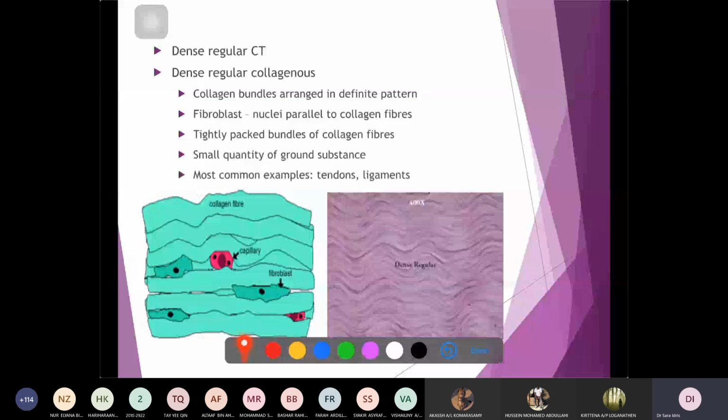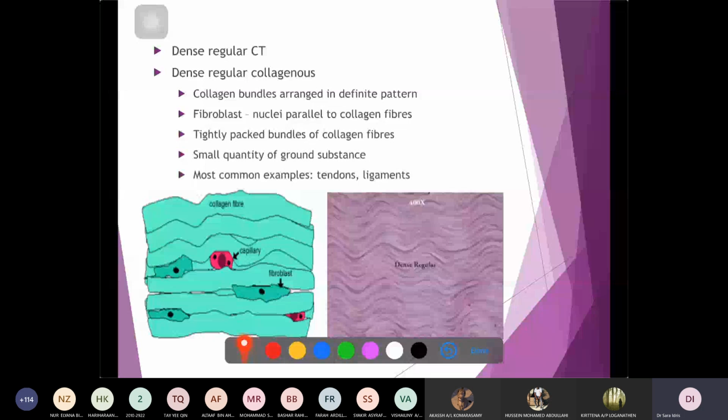So you have a lot of collagen fibers arranged in a definite pattern. You can see some fibroblasts interspersed in between because you need fibroblasts to synthesize these fibers. They're tightly packed. You don't have a lot of ground substance, not a lot of glycosaminoglycans, because most of the space is taken up by the fibers. The most common examples of dense regular collagenous are tendons and ligaments. Muscle works in one direction, so the tendons especially only need to resist force in one direction, so the fibers can be arranged parallel to each other in one direction.